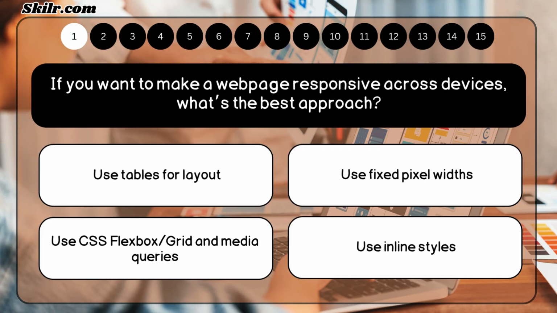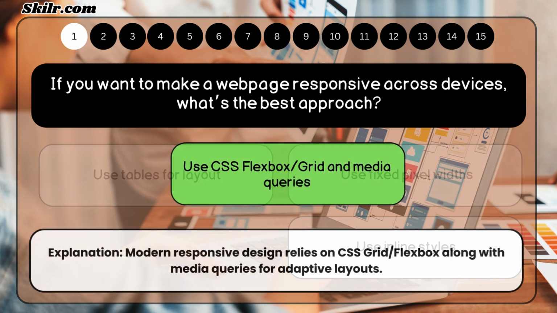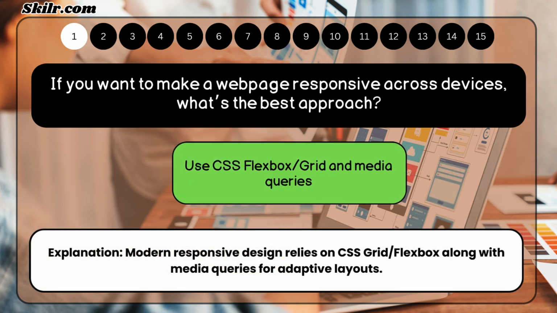Question 1. If you want to make a web page responsive across devices, what's the best approach? The correct answer is use CSS Flexbox/Grid in media queries. As modern responsive design relies on CSS Grid/Flexbox along with media queries for adaptive layouts.